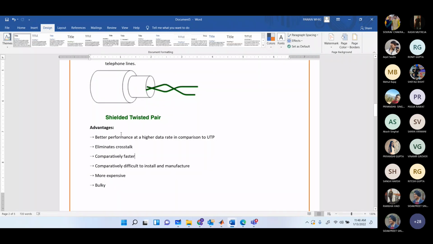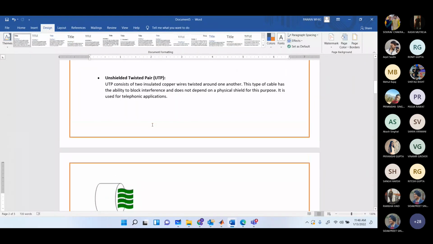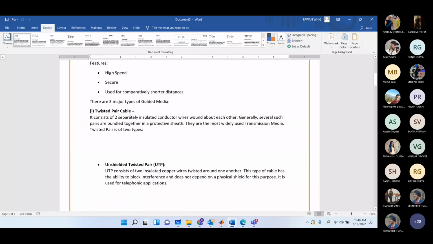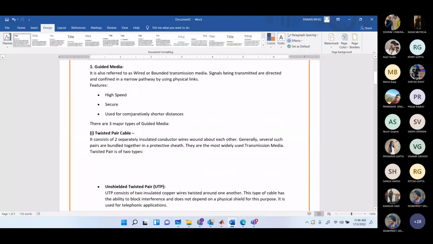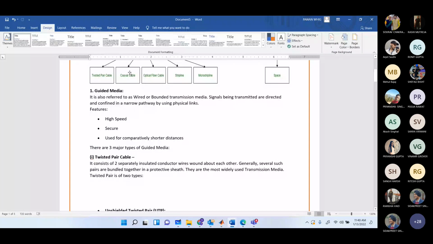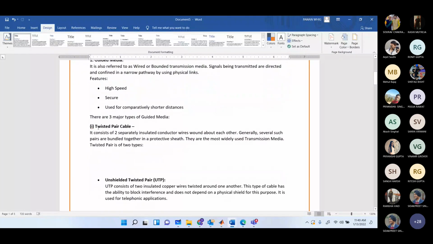It is comparatively faster than UTP basically, and comparatively difficult to install. A little bit difficult because of the case, and it is heavy to manufacture. So it is a little bit complex in installing and manufacturing than UTP, and more expensive obviously, and bulky obviously because of the shield, and expensive because of the shield also, because it requires a complex process to design. So this is all about the twisted pair cable, which is the first guided media in our list, the first number.